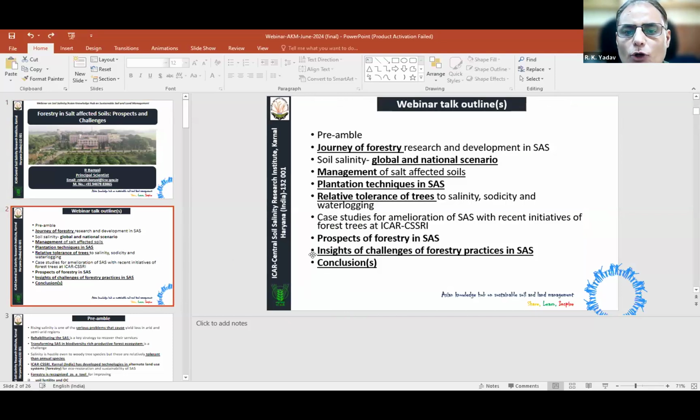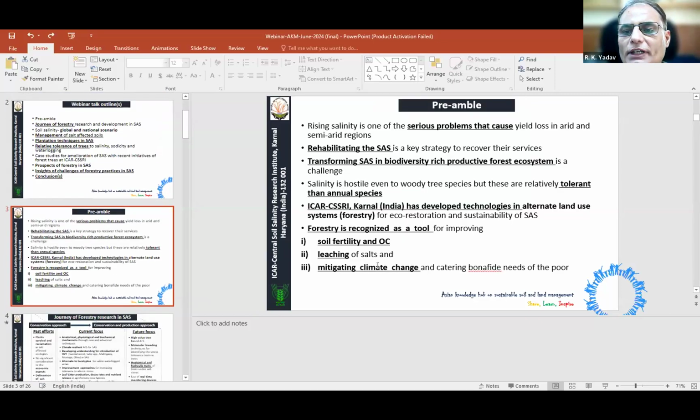The topic I will cover in three parts. One is the general introduction, then the salinity status globally as well as the Indian context. Then we have some case studies in which we did forestry operations and forestry practices, and came up with very relevant technologies for managing these artificial lands. Then the main prospects of how we can go in the future, the future challenges, and at the end some take-home messages.